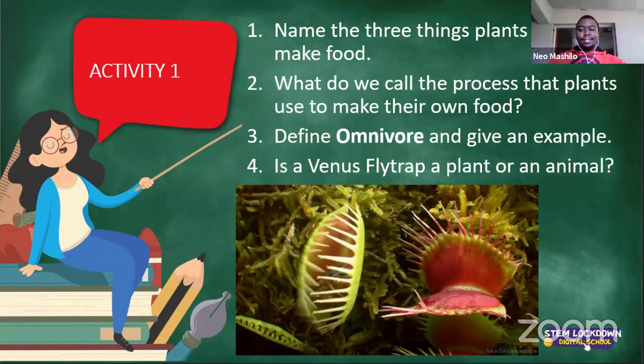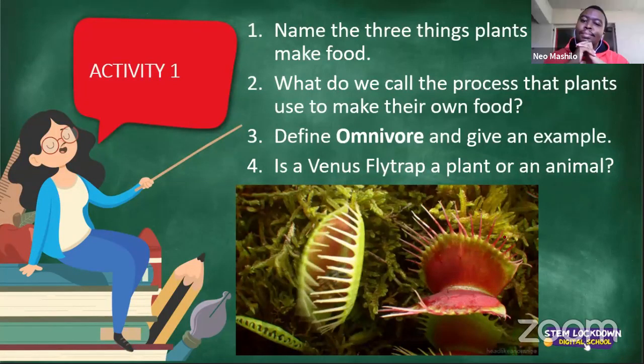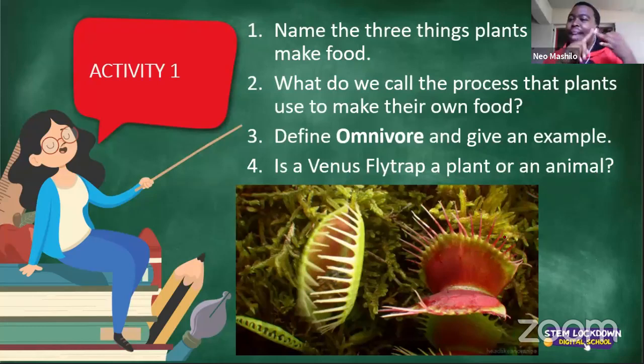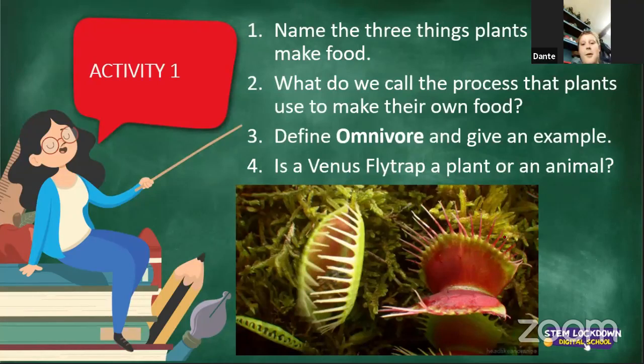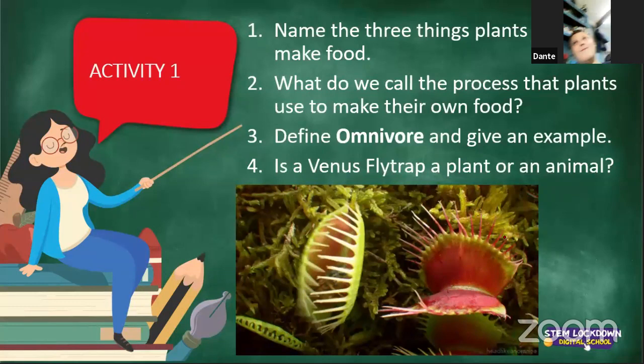Dante: A Venus flytrap is actually a carnivorous plant, so it's a plant. It's not an animal. So it's a carnivore, but it's a plant. It makes its own food and it also eats other things. Yes, that is very correct.